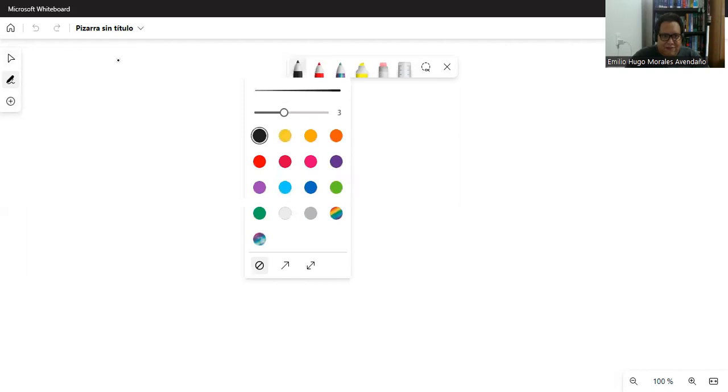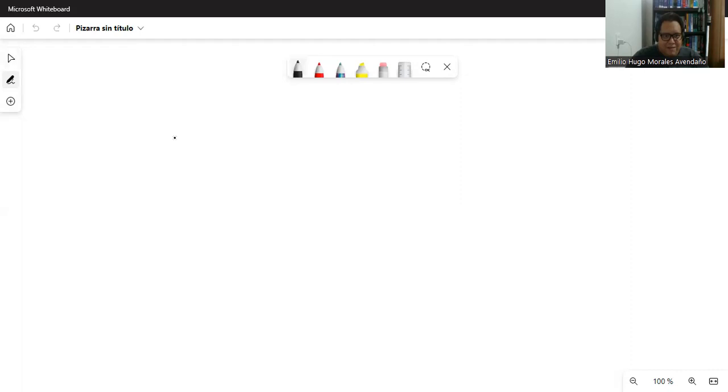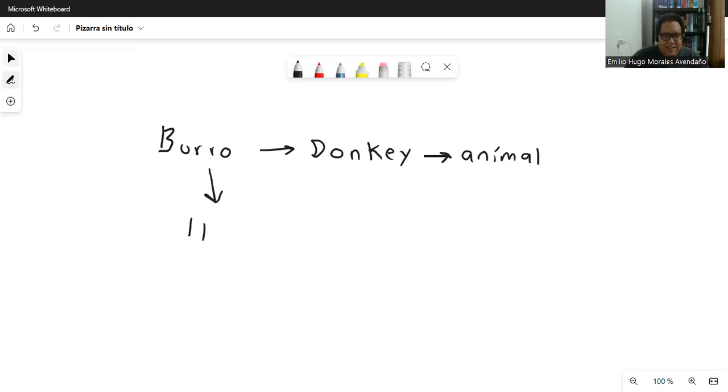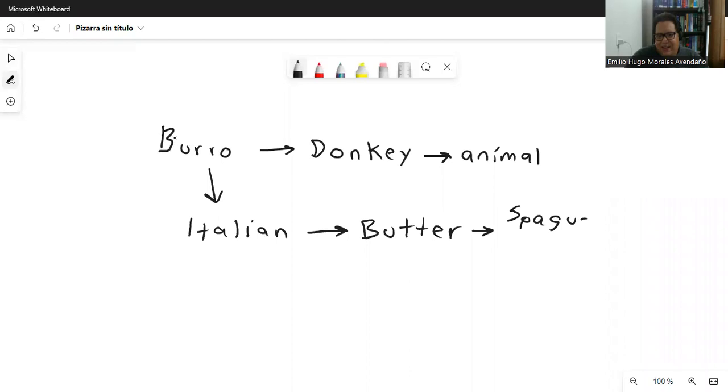For instance, the word burro, we can tell in English it's a donkey, it's an animal. But this word in the Italian language means butter. So when you want to eat spaghetti al burro, it's just spaghetti with butter. It's a very delicious food. But in this case, it's Italian.